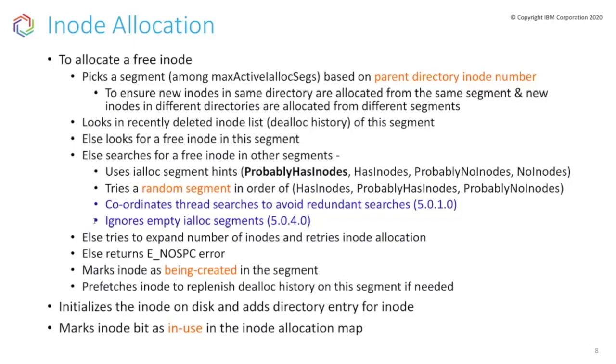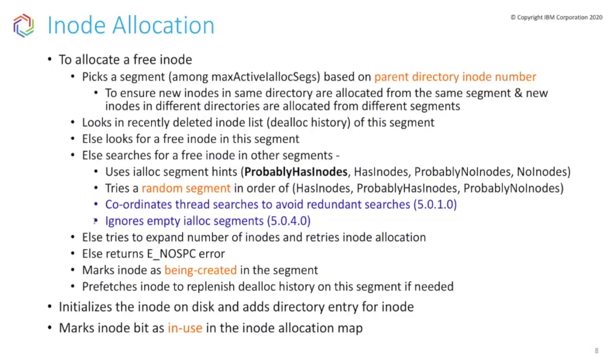We look in one of the segments for file allocation. The next time you allocate a file from the same directory inode number, this lookup, it's basically a hashing lookup, will most likely end up on the same active segment.